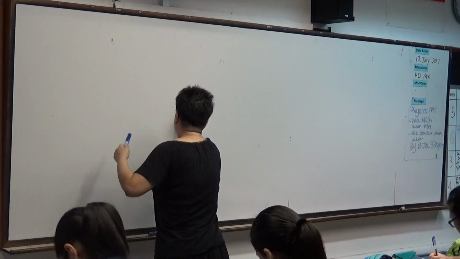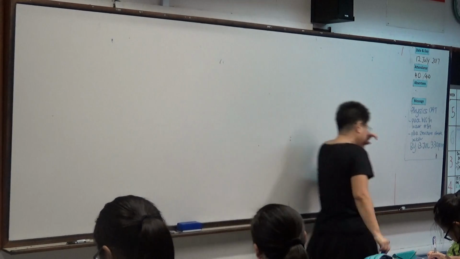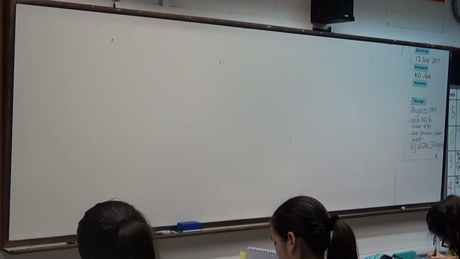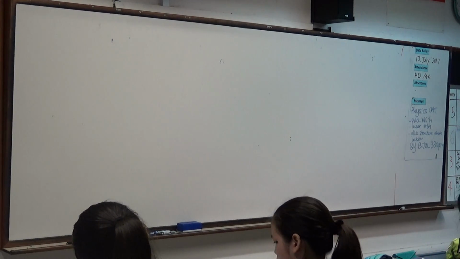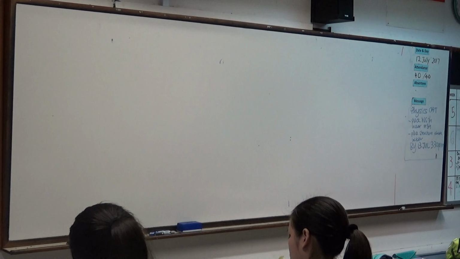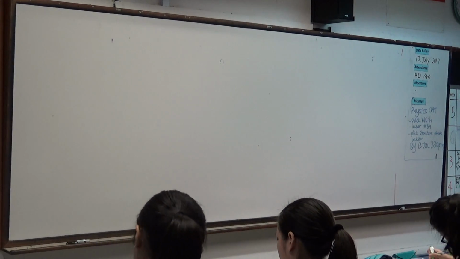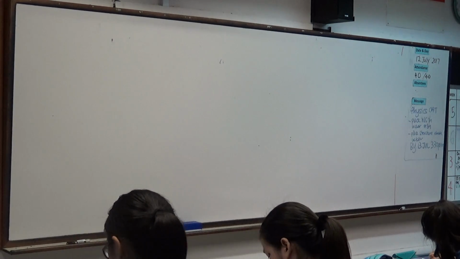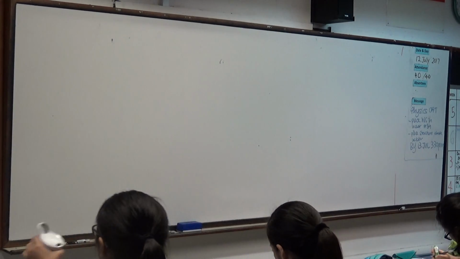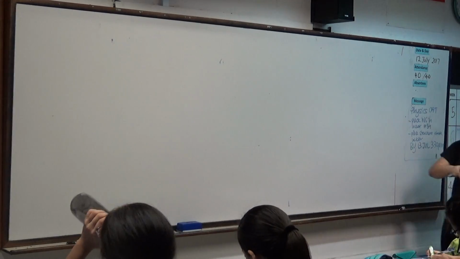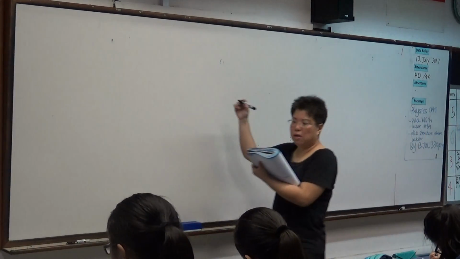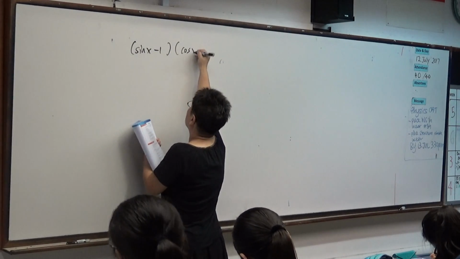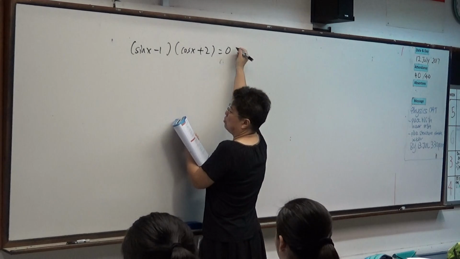Alright, we'll go through the examples one by one. Can we now turn back to page 289? I'm going to example 12. State the number of solutions of the equation (sin x − 1)(cos x + 2) = 0.